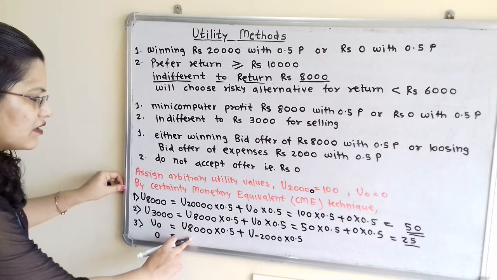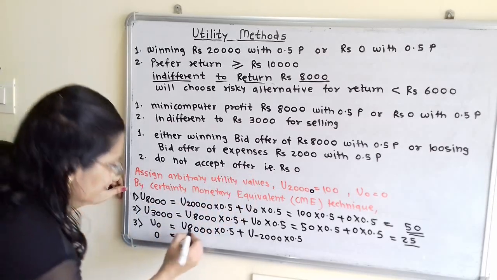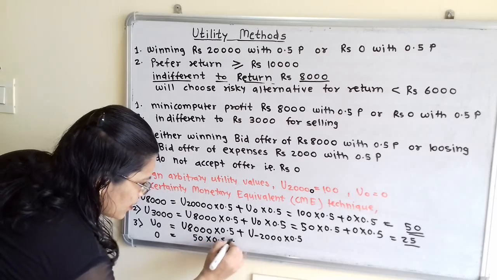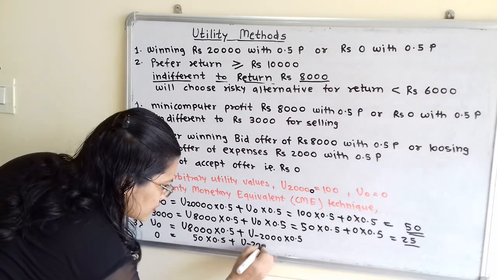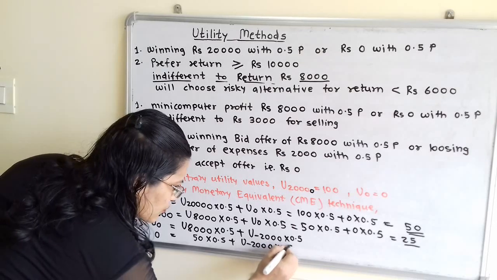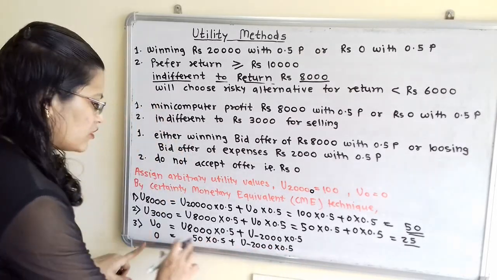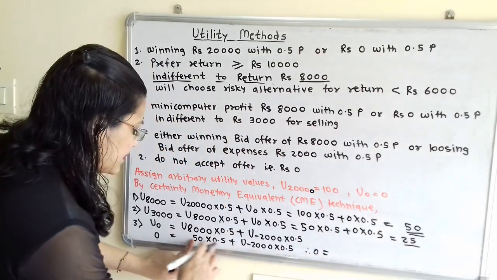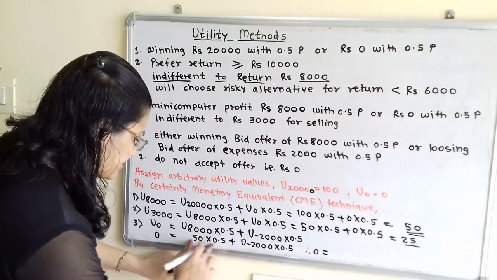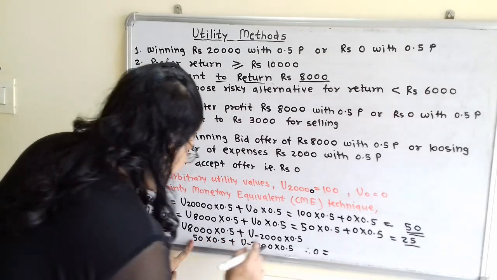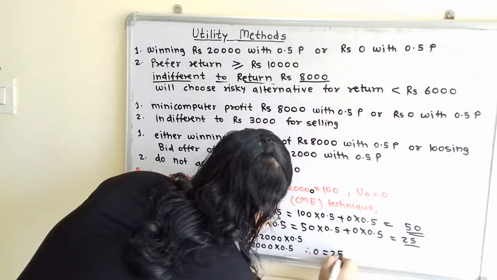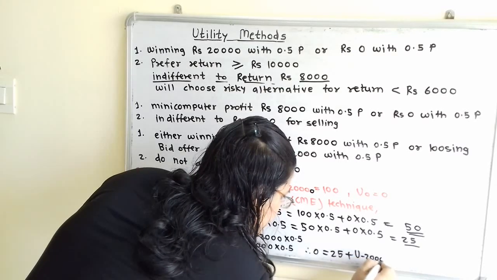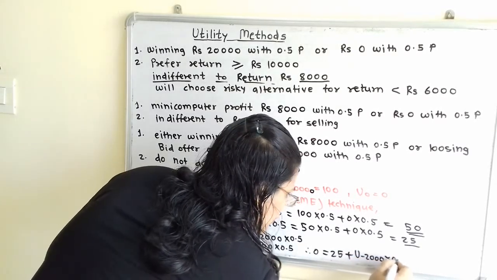So for this 8,000 we have calculated 50 into 0.5 plus U minus 2,000 into 0.5. So if we calculate this, then we will get, therefore 0 is equal to 50 into 0.5, that is 25, plus u minus 2000 into 0.5.